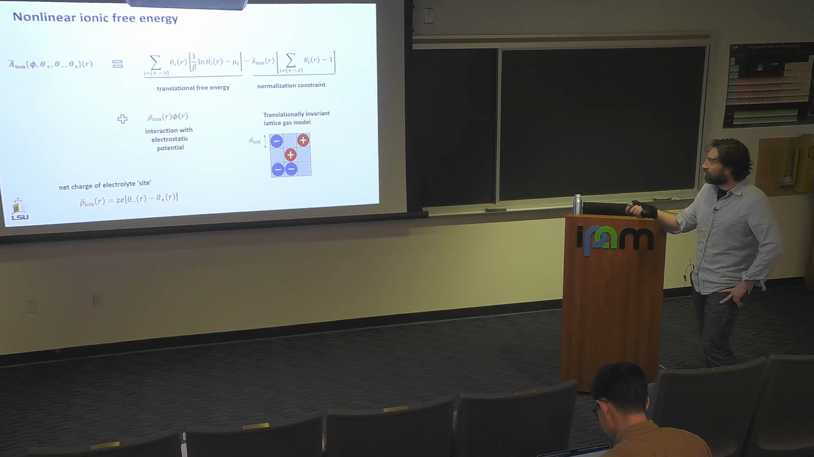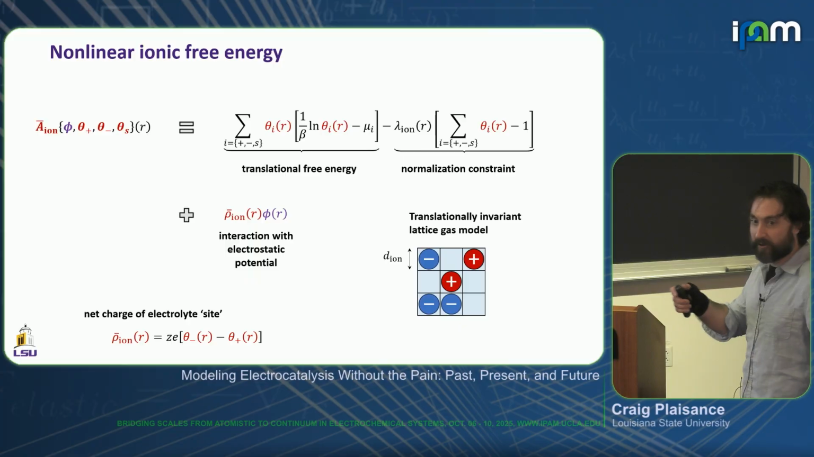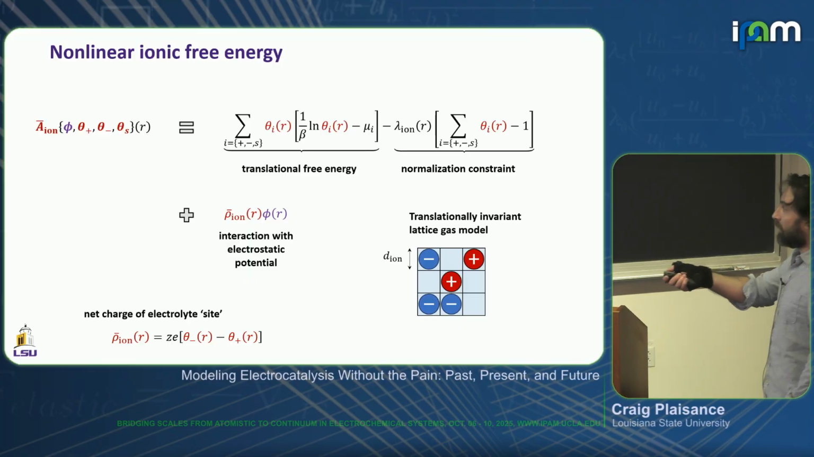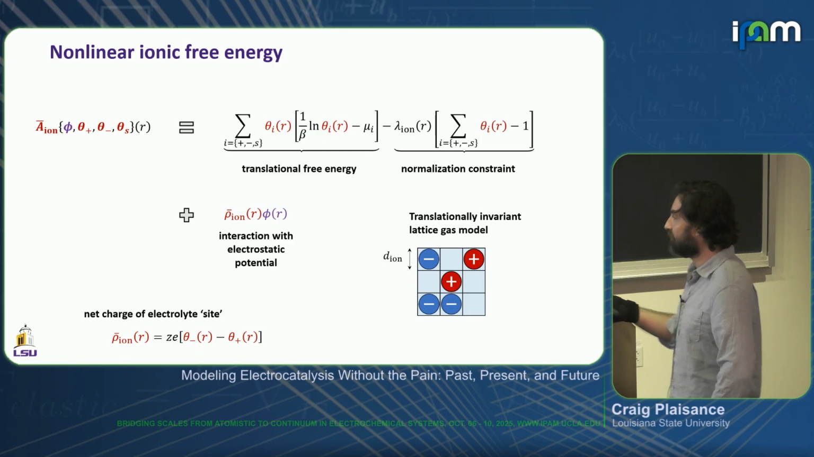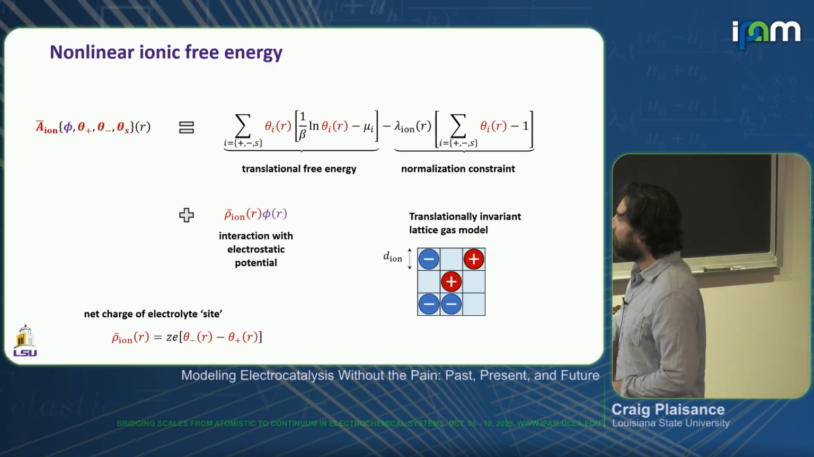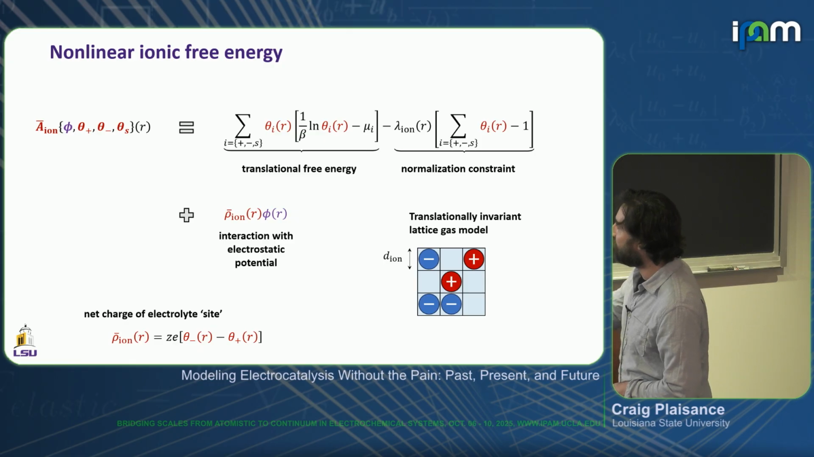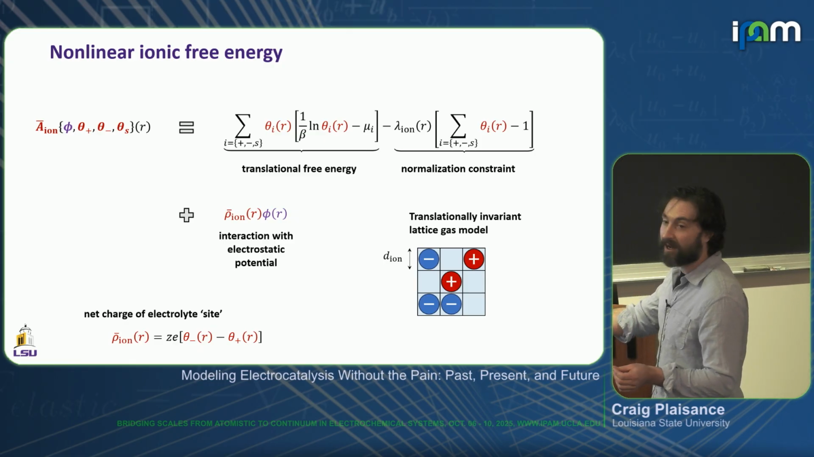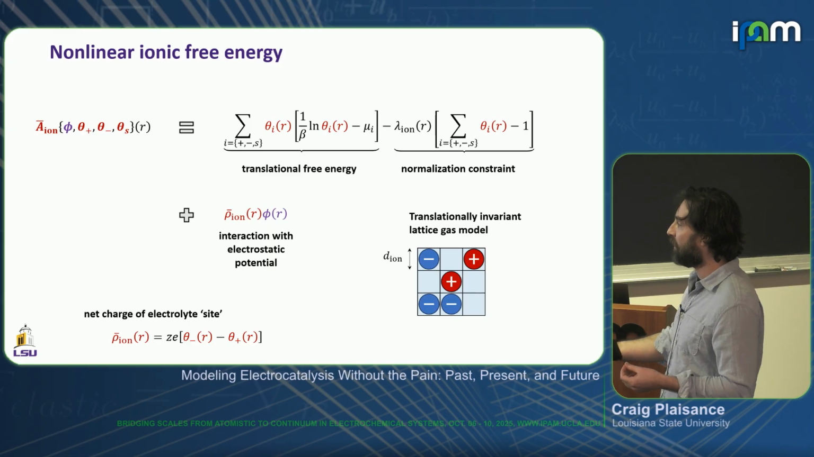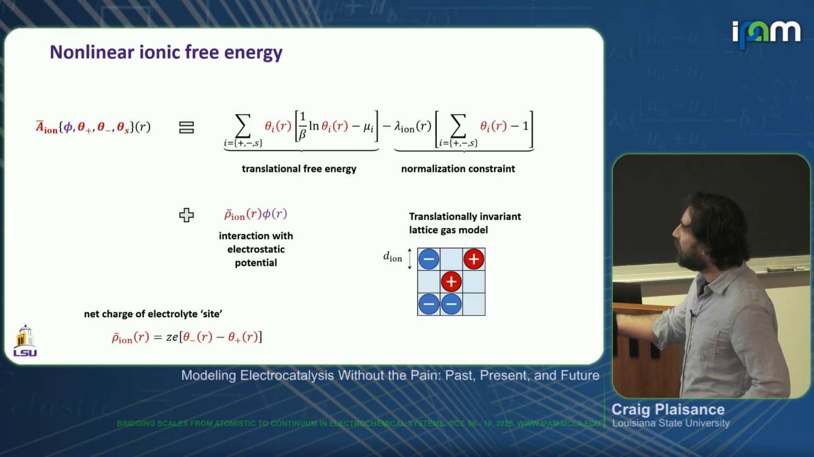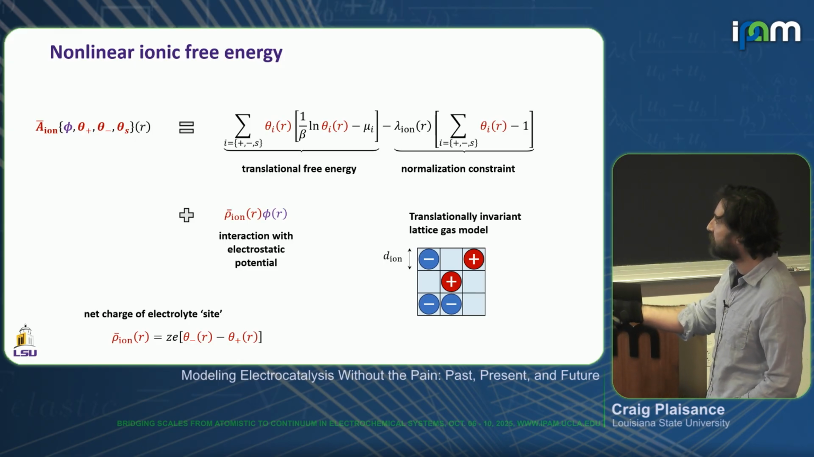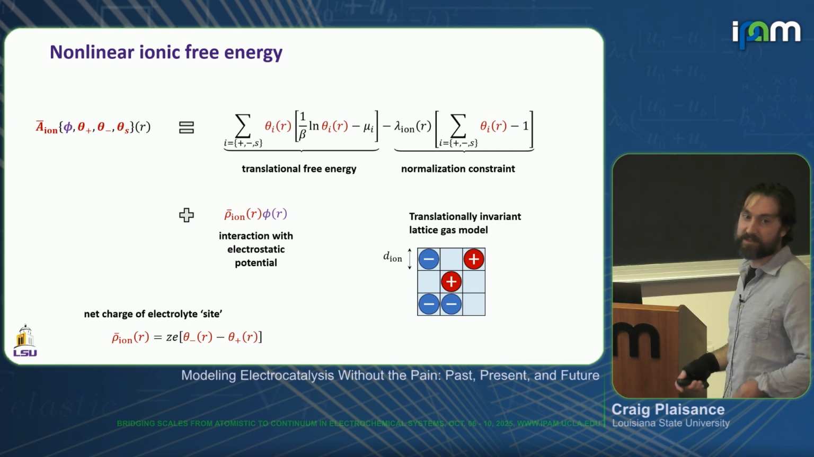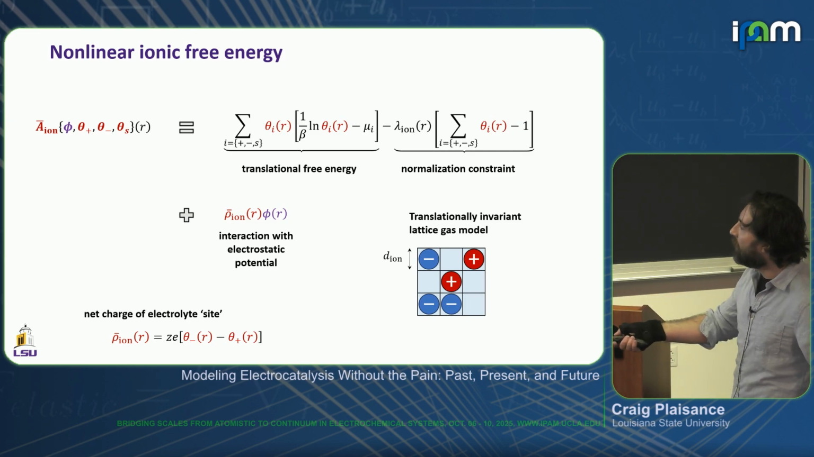For the nonlinear ionic free energy, this was all based off of Stefan Ringe's work. And we do what's called a translationally invariant lattice gas model. So there's not actually a lattice there. All it means is that our free energy functional has that form. We have site occupancies. Every site can be occupied with either a cation, an anion, or just solvent. And we have a translational free energy term that accounts for the entropic effects. And then we have a normalization constant because they all have to add up to 1.